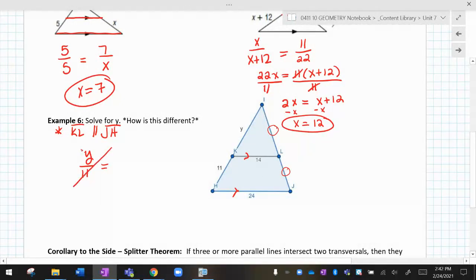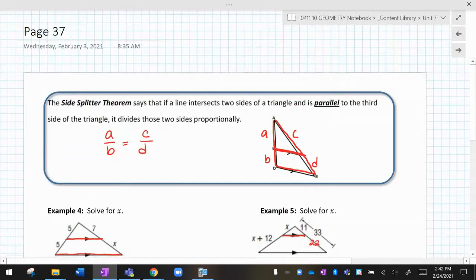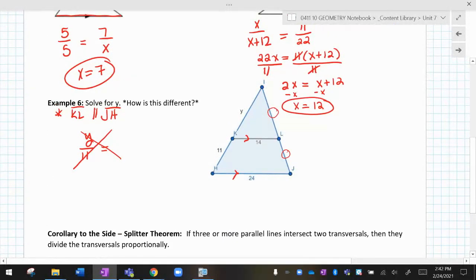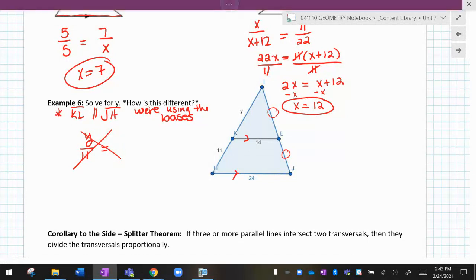You cannot use the side splitter theorem unless you are working with the split sides. It is called the side splitter theorem because it only applies to the split sides. It does not apply to the bases. Okay, so how is this different? We're using the bases.